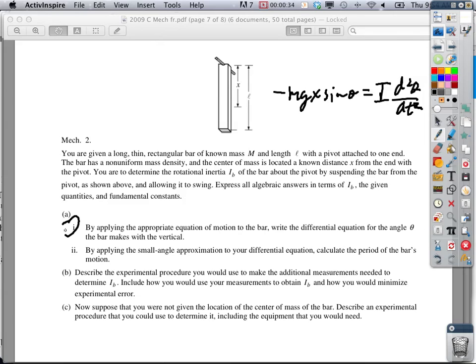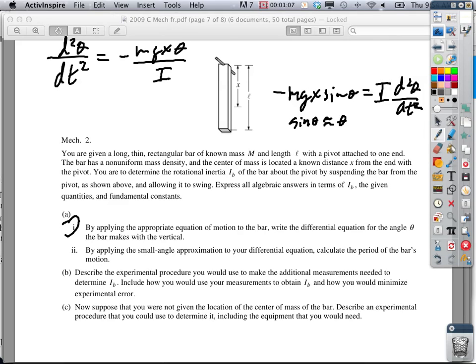In the second part, we're doing some mystical mumbo jumbo. We have to do sine theta is approximately equal to theta. That's the first part. And then we have to get d2 theta over dt squared by itself. So d2 theta over dt squared is equal to negative mgx theta over I.